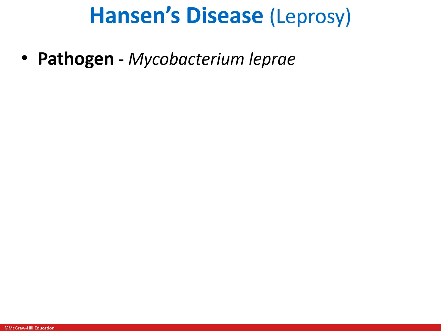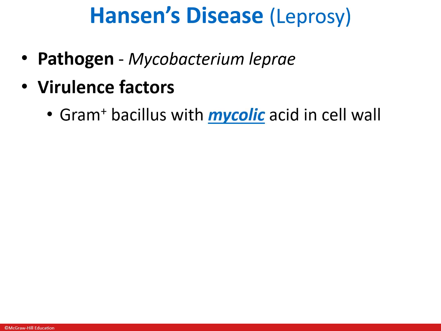So Hansen's disease is probably more familiar as leprosy, and this is caused by the bacteria Mycobacterium leprae. So recall that prefix myco means fungus. In this case, this is in fact a bacteria, but when it grows in culture, it looks like a fungal colony, and that's how they got the name Mycobacterium. The virulence factor here primarily is that mycolic acid.